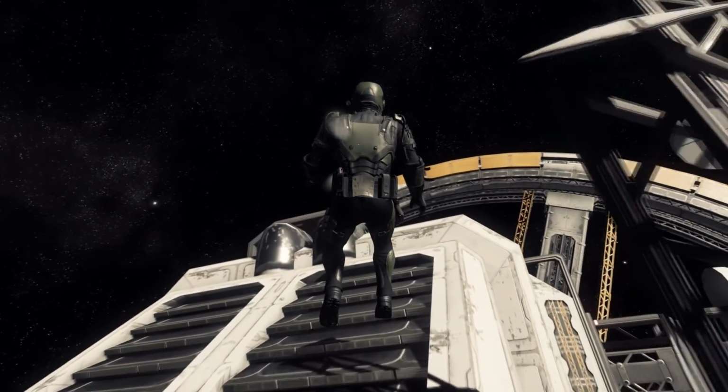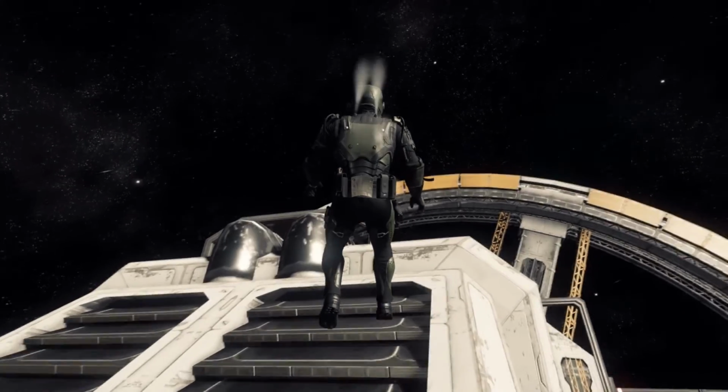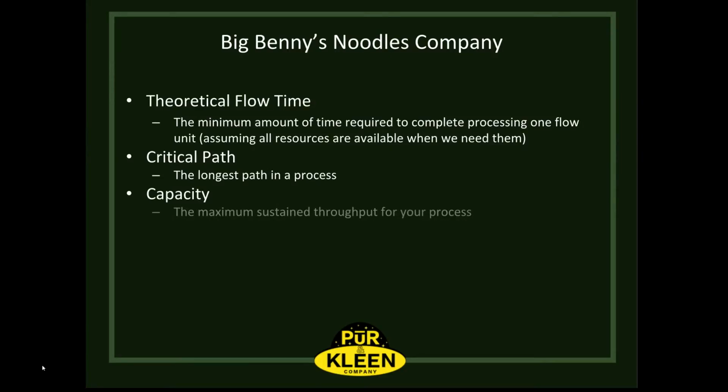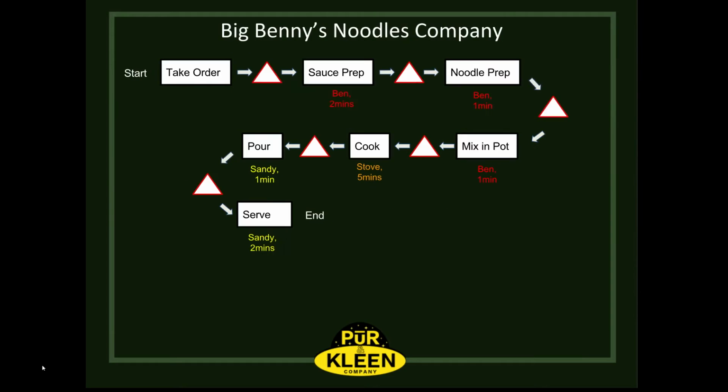In order to improve a process throughput, we must analyze its capacity. Capacity is the maximum sustainable throughput for your process. If we look at our example, we know that we can complete one order in 12 minutes, which means that we can complete 5 orders in an hour. Can we do better?